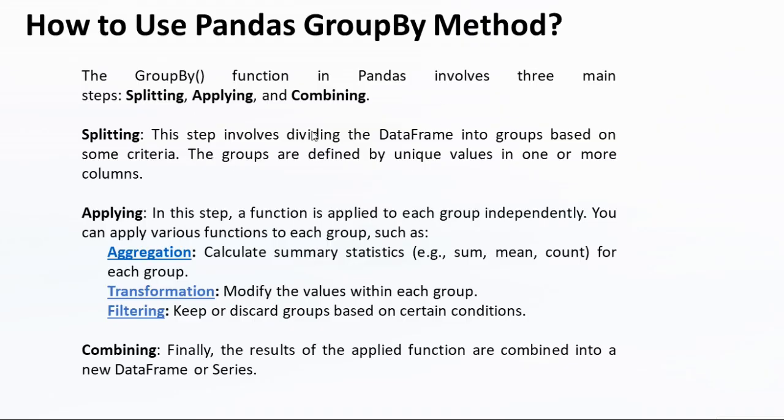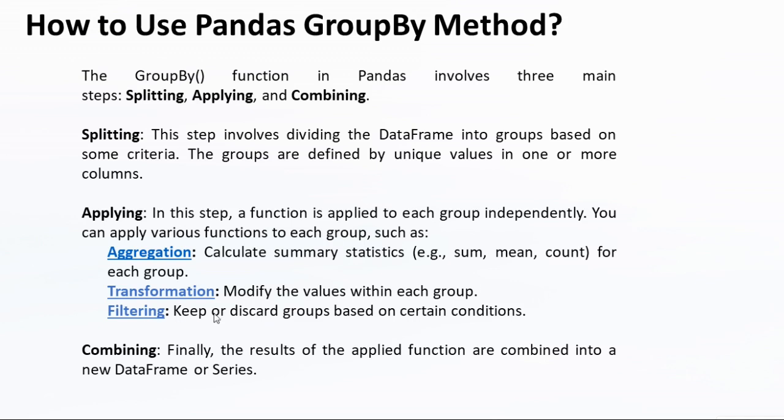The same thing has been shown here. So Pandas implements GroupBy in these three different phases: splitting, applying, and combining. In fact, under applying, you can have various concepts. You have aggregation, where you calculate the sum, mean, and count for each group. You can also apply transformation, where for each group you can modify the values based upon the required functionality for that group.